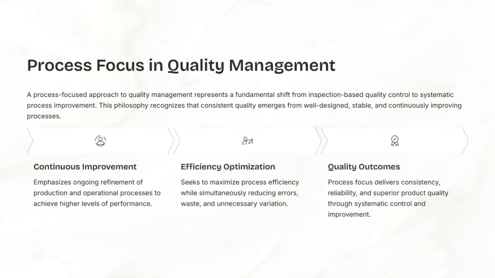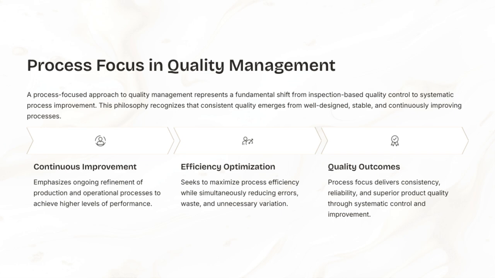Let's talk about how a process focus really drives consistency, reliability, and top-quality products. By systematically controlling and improving our processes, we can ensure that each step contributes to delivering the best results. When we aim for quality outcomes, our goal is to maximize process efficiency. That means doing things right the first time, reducing errors, waste, and unnecessary variation that can compromise quality.